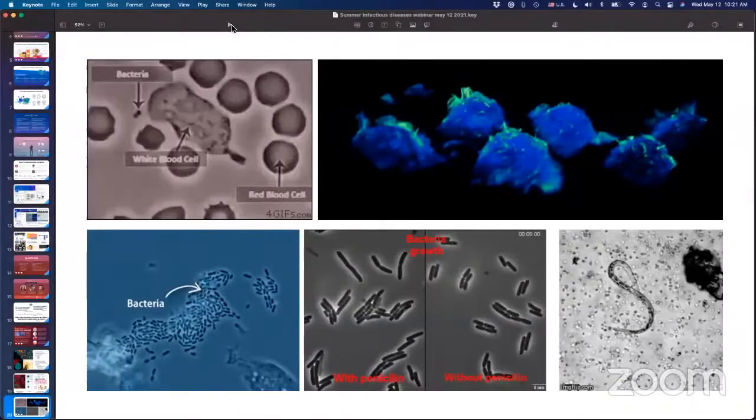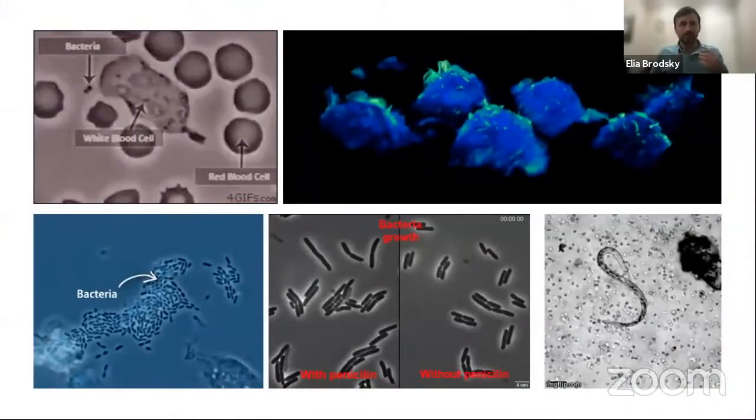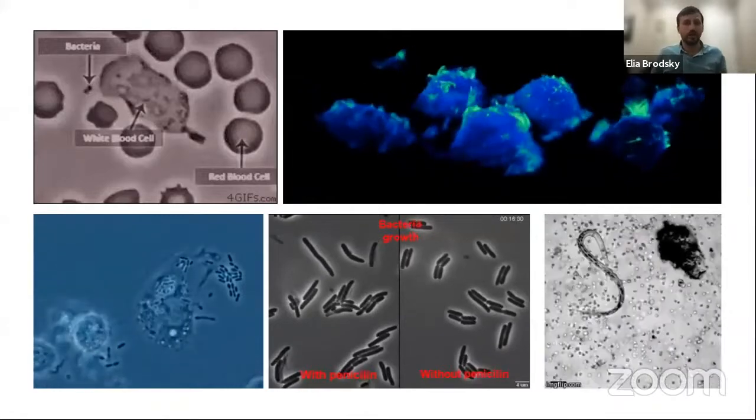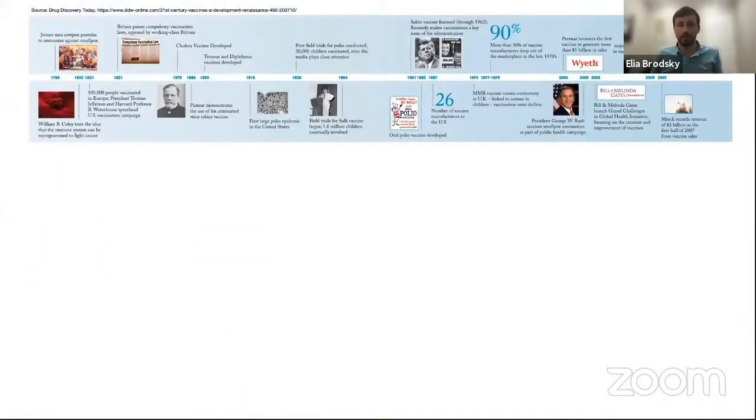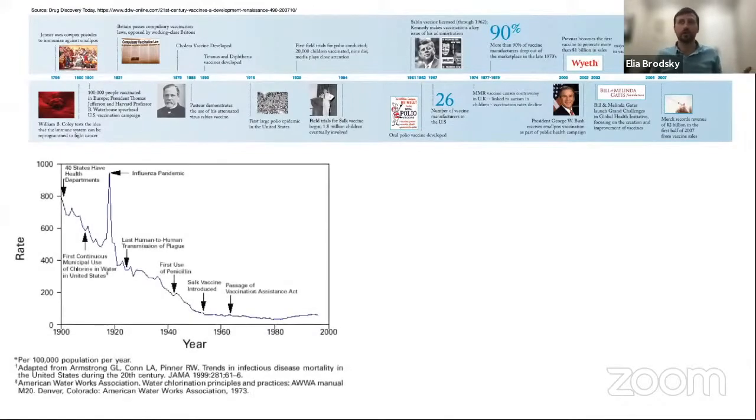Okay, so as a result, we need to consider the history of interventions to help address the spread of infectious diseases. Over the course of the years, there have been several important public health interventions that have been very successful at reducing the load from infectious diseases and mortality. You can see here the rate of infection over the years, and some of the important interventions, like health departments and the public health component. Then you can see the first continuous municipal use of chlorine in water in the United States.